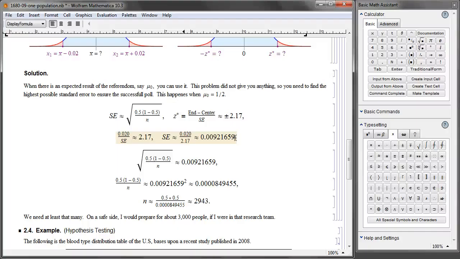Now, the standard error will be replaced by this one. Remember, we're going to take p as 0.5 because that will maximize the standard error. So square root of 0.5 times 0.5 over n is approximately equal to the number you got before, 0.02 over 2.17. From this equation, square both sides, solve for n, and you get something like 2,900-something. So approximately 3,000 people will do for this kind of preparation for polling.